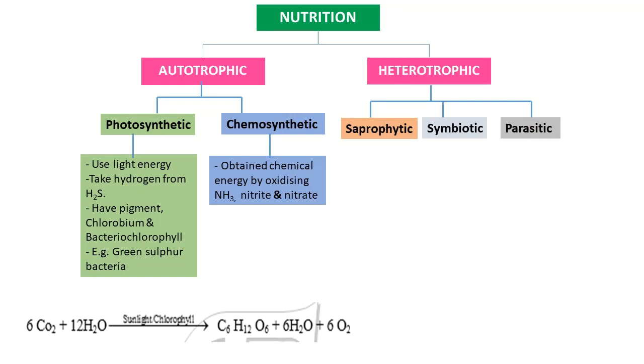Repeating, in a chemosynthetic autotrophic mode of nutrition, they obtain the chemical energy from oxidizing the various inorganic substances, maybe ammonia, maybe nitrite, and maybe nitrates.